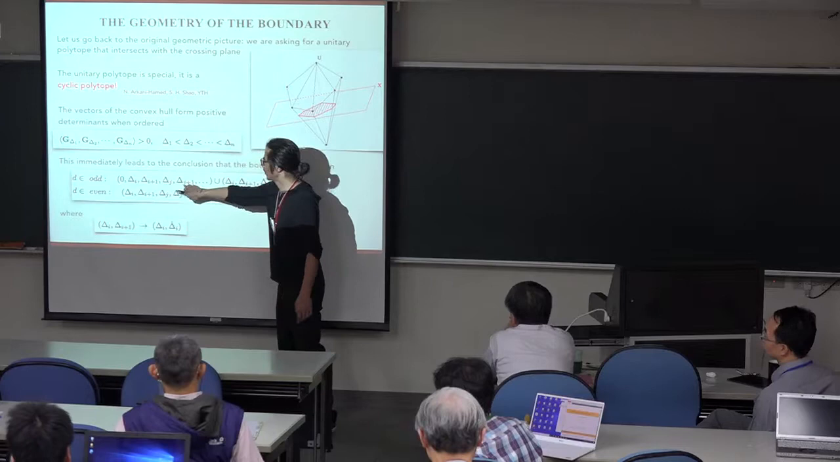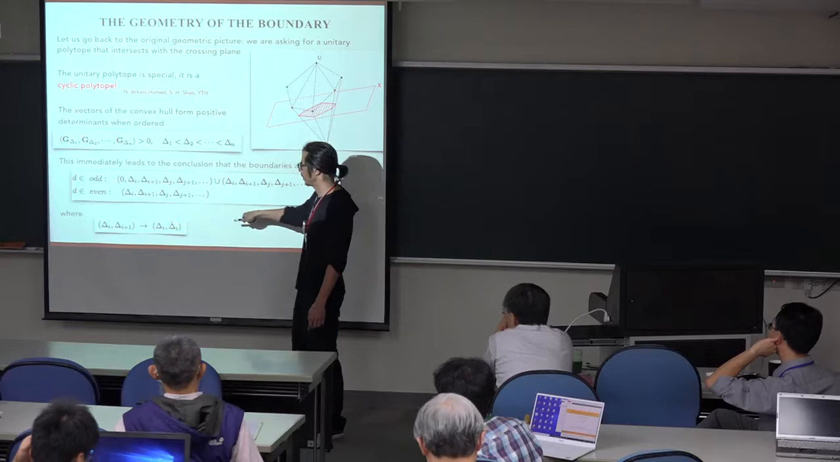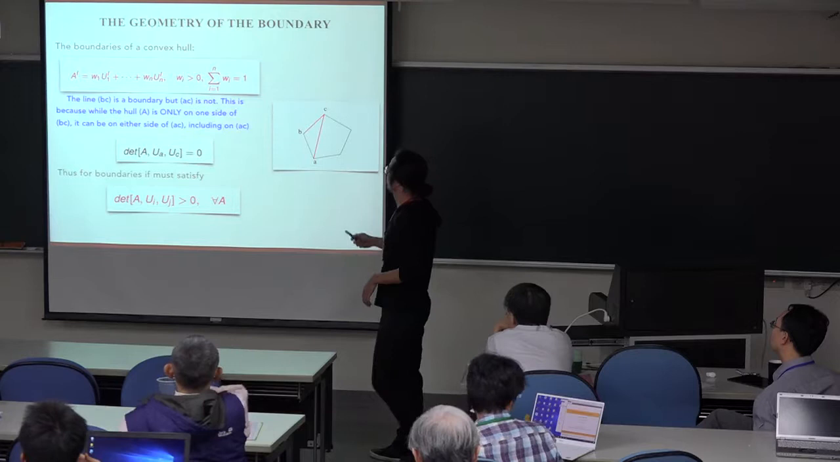And here, what do I mean by pairs? Basically, if you're assuming a continuous spectrum, I plus 1 just means I and the derivative of I of the conformal class. So let me give you a brief one-minute explanation for why the boundary takes that form. We're thinking about the convex hull.